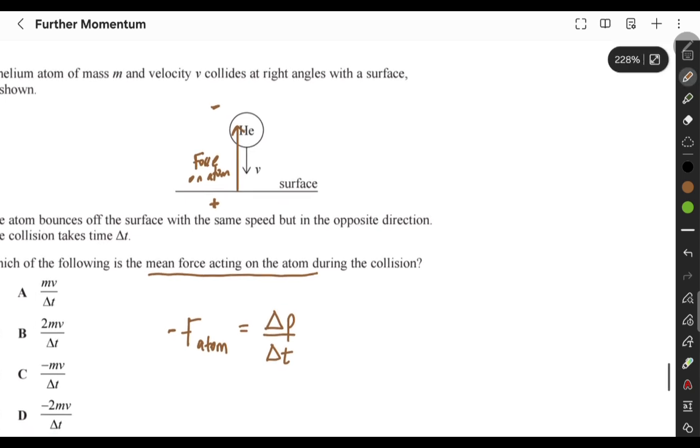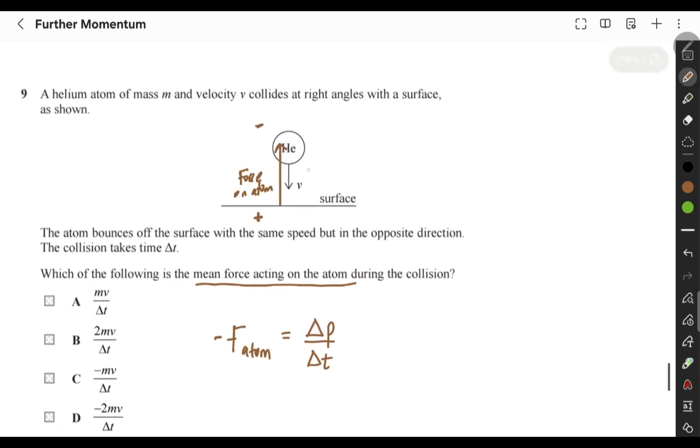Now let's find the change in momentum. Initially, the helium atom is traveling in this direction with a velocity v. So the initial momentum is going to be mv, positive. And then the helium atom bounces off and travels with a velocity v in the negative direction. So the final momentum will be minus mv. This is the initial momentum. This is the final momentum. I hope that sign is clear. This is minus and this is positive.